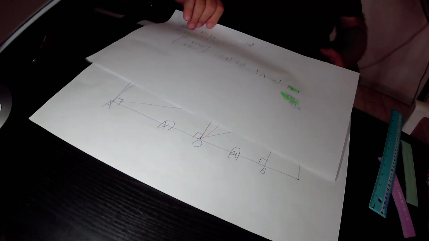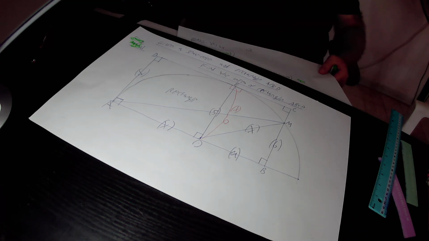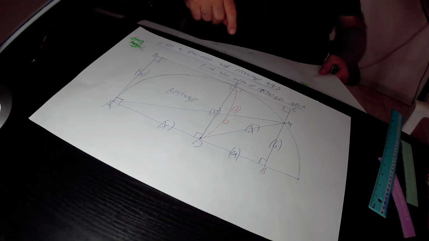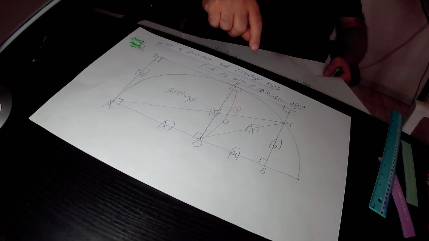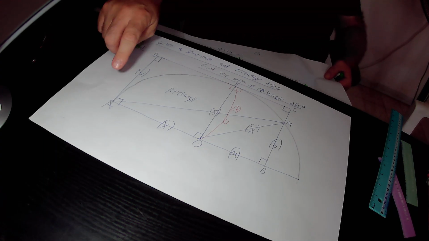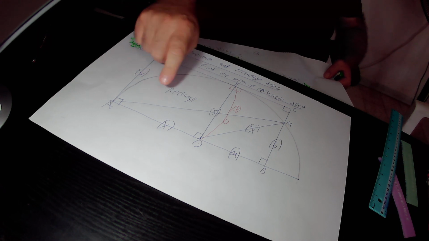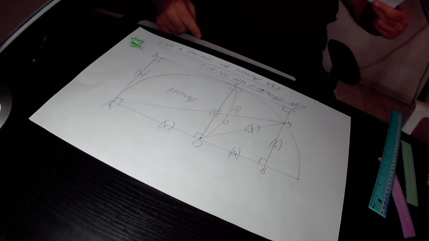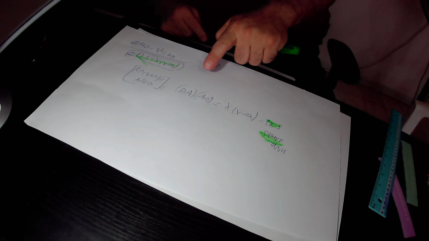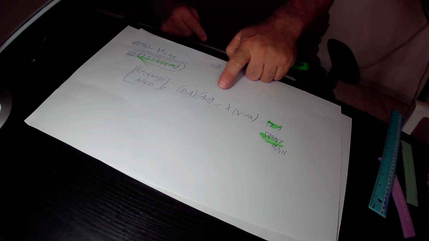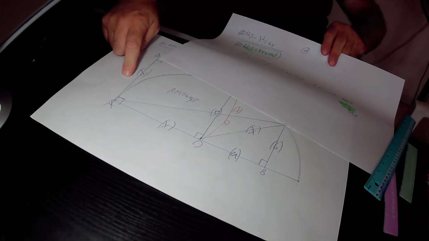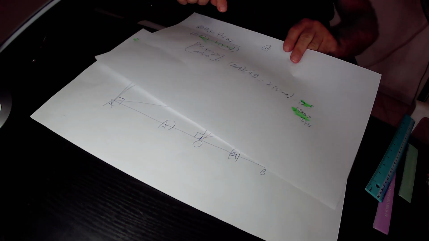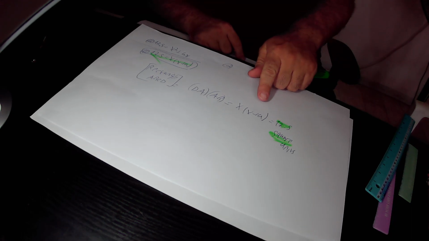Our mission is to find the area of this rectangle ABCD. The area of any rectangle equals the length times the width. So the area of rectangle ABCD must equal the width, that is AD, times the length, that is AB. AD equals x, and AB in total equals x plus a.